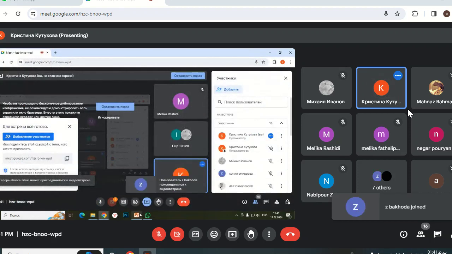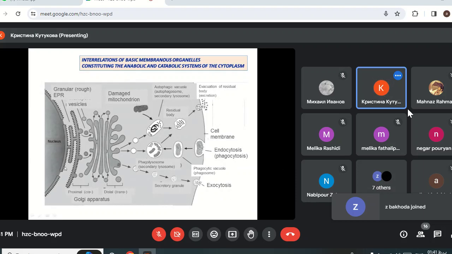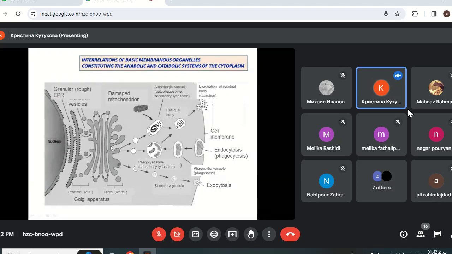So like you see here, the rough or granular endoplasmic reticulum is continuous actually with the membrane of the cell nucleus, and rough endoplasmic reticulum is continuous with smooth one, not shown here. Next, everything which is synthesized here goes inside vesicles to the Golgi complex, to its cis portion, then is detached from the trans portion of Golgi and goes in different directions depending on the nature of these molecules.